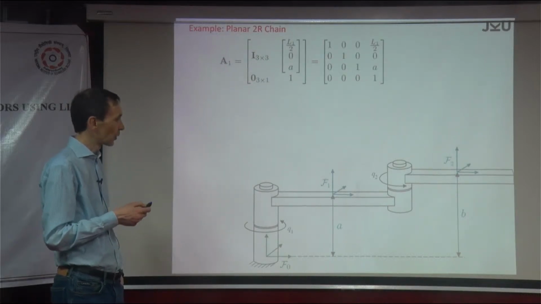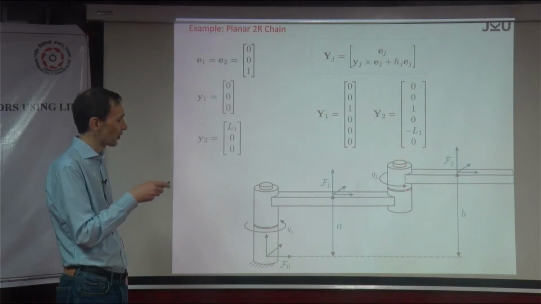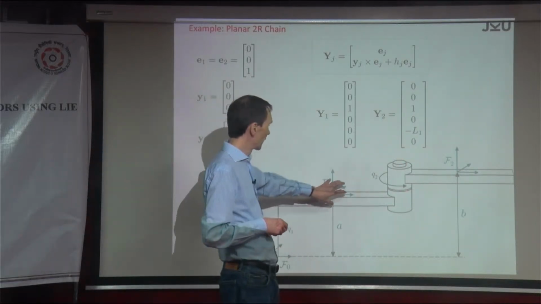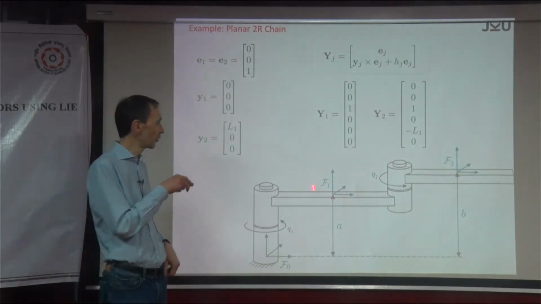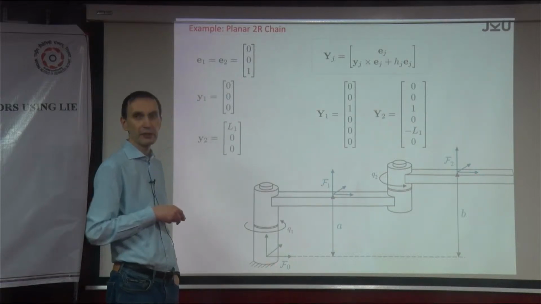So what else do we need? By the way, the pitch is 0, right? Because you have revolute joints. What else do we need? We need the zero reference pose of the F1 frame and F2 frame relative to the space fixed frame.